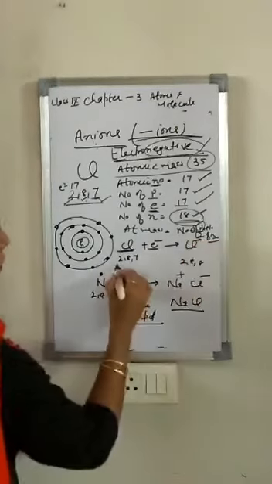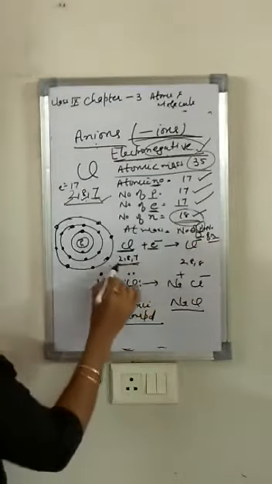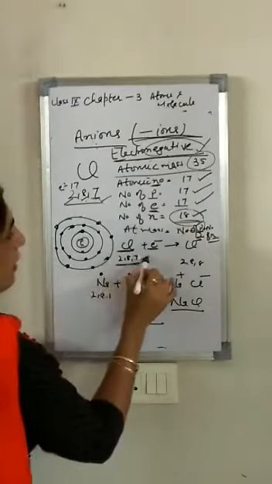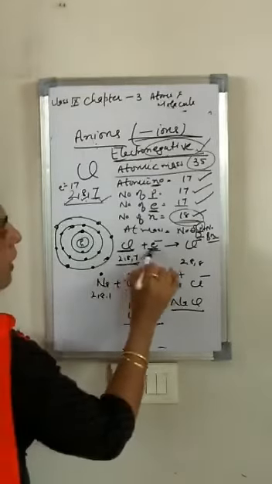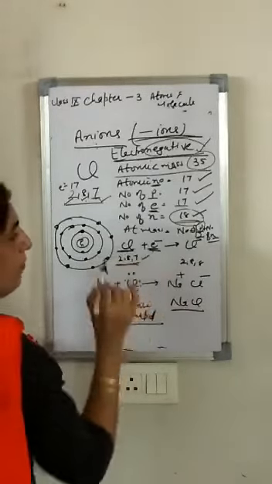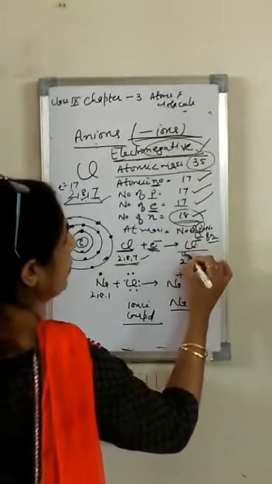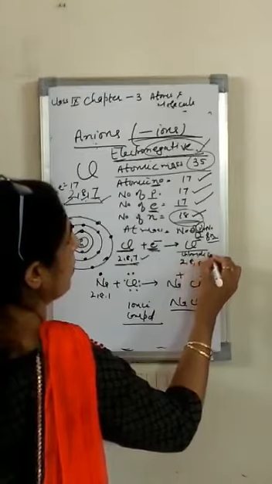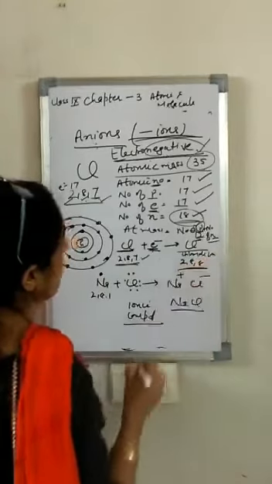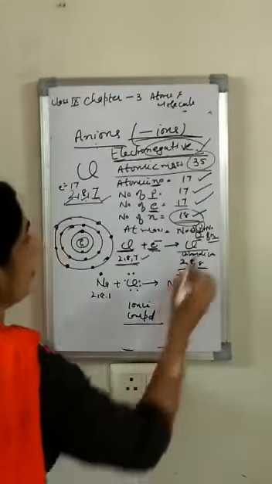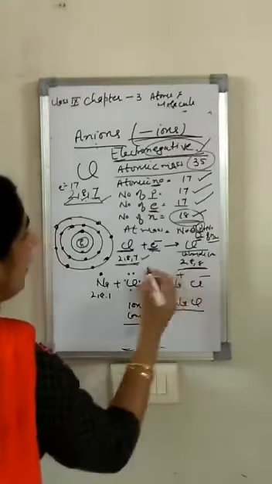From an atom it will now become an ion. This is the arrangement 2, 8, 7. In the last shell it has 7 electrons. It gains 1 electron and forms the chloride ion. This is the chloride ion, and in the last shell it now has 8 electrons. Now I am explaining here again.